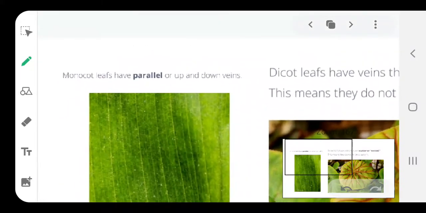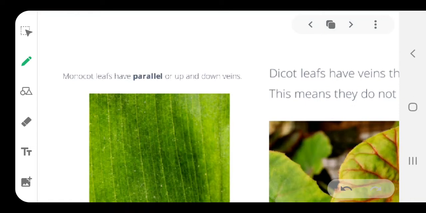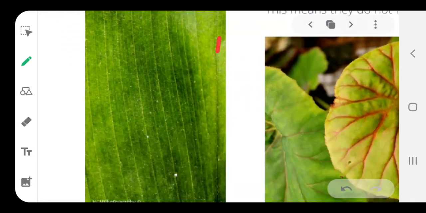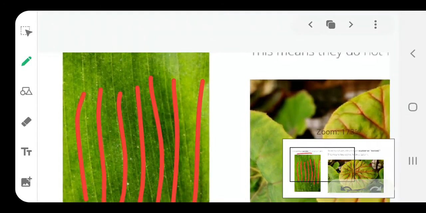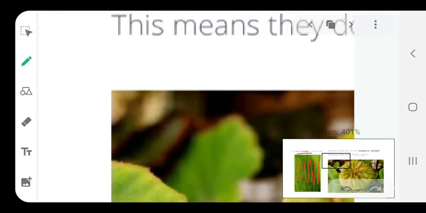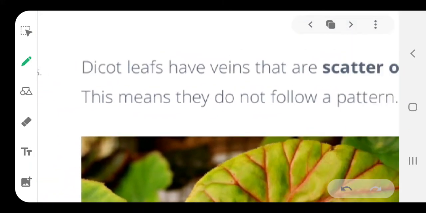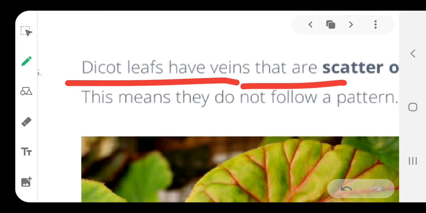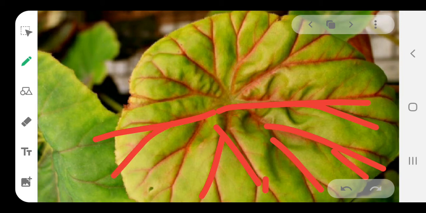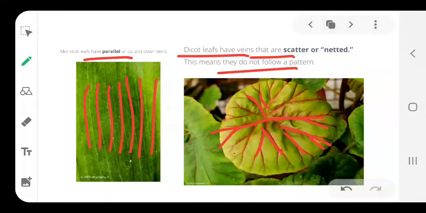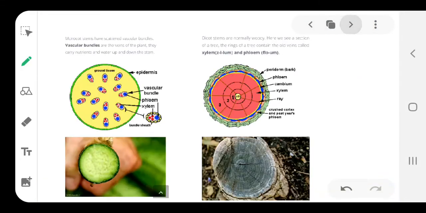Then come into the leaf segment. In case of monocot, they have parallel venation. That means the arrangement of veins you can see here on the leaf, they are all parallel to each other, more or less. So we have a parallel venation. While in case of the dicot leaves, you can see the veins are scattered, so they do not follow any pattern, okay. So you can see the whole veins have got a scattering on the leaf surface. So by looking at the leaf, you can identify whether this plant is a monocot or dicot.